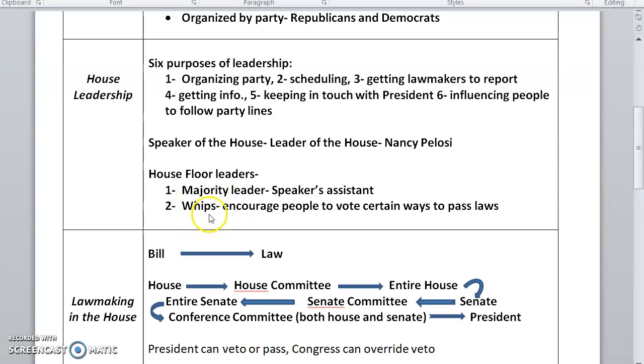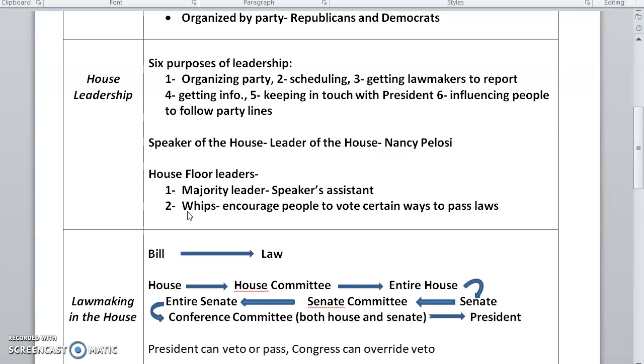And then there are these people called whips, which is kind of a cool name, kind of an interesting name. Their job is to encourage people to vote certain ways to pass laws. So they are the ones who are going to go to, we'll say, all of the Republicans in the House of Representatives, or the independents or whoever, and try to get them on board with the bill.